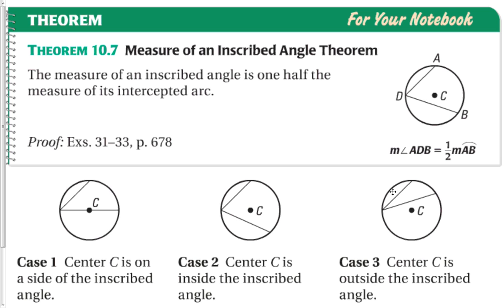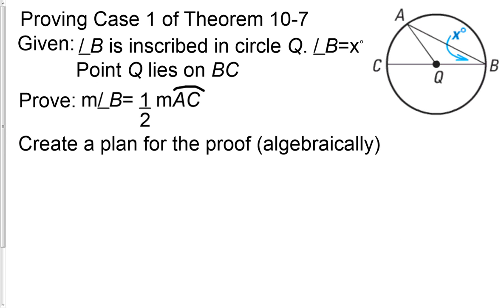There are three cases for this, and the one we will prove is the one on the left, where the center is on the side of the inscribed angle, and we'll use that to show how that works. So, moving on here, proving case 1. Angle B is inscribed in the circle. Angle B, we're going to just say it equals x degrees, and Q lies on BC. We need to show the measure of angle B equals half the measure of arc AC.